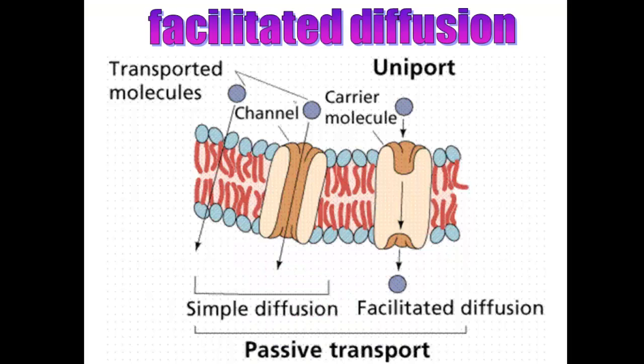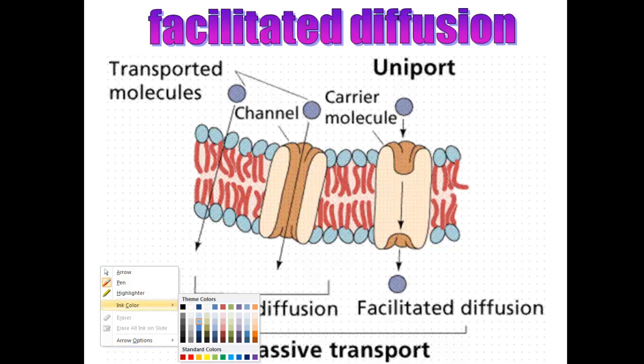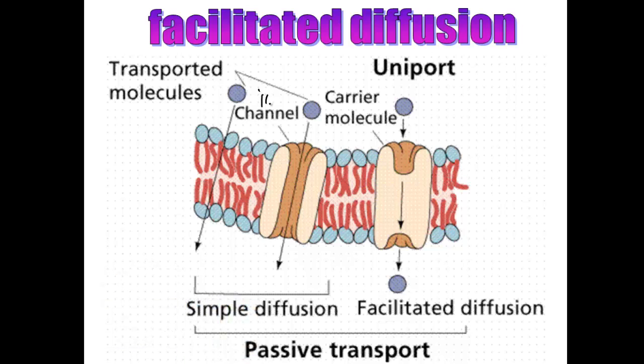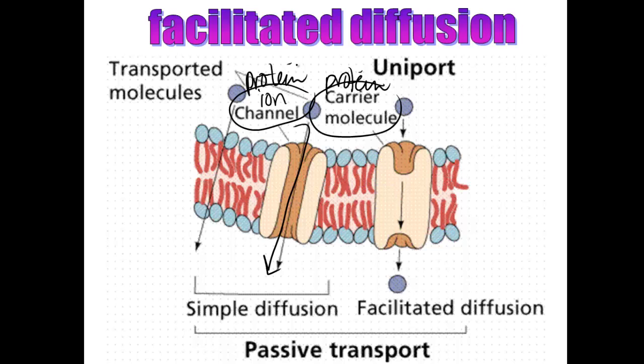So let's talk about facilitated diffusion. Facilitated diffusion basically means that you're going to need a protein to help you move in and out of the cell. There's two types of proteins that we learned about. The first type is the protein ion channel. The second type is the protein carrier molecule. The ion channel is like a tunnel, and the protein carrier molecule changes shape as it moves different molecules in and out of the cell.